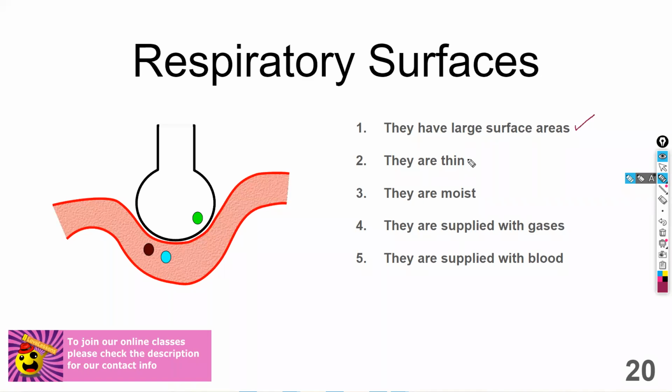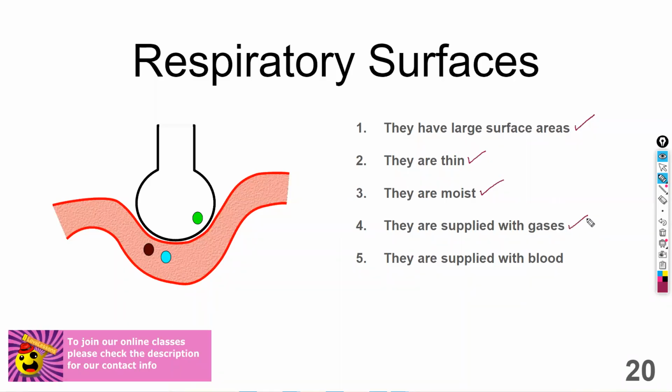We also said that they must be as thin as possible. So that being thin means whatever gets dissolved can move across easily. We saw a thick napkin can prevent things from moving across. We want a napkin to be thin. We need all respiratory surfaces to be moist. Being moist means it can dissolve things like oxygen. And when things are dissolved, it can move across very, very easily.